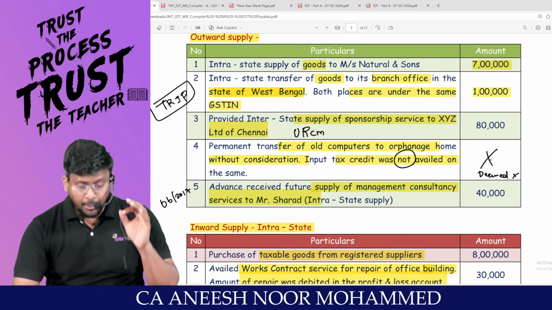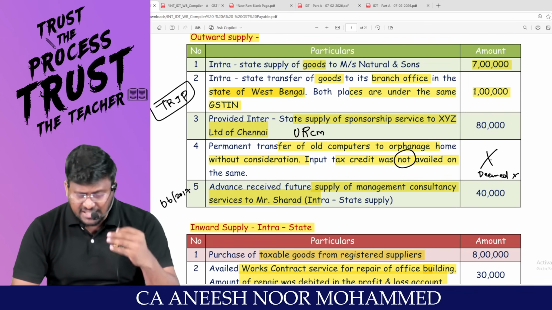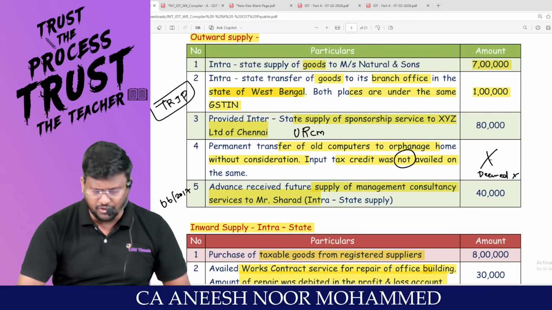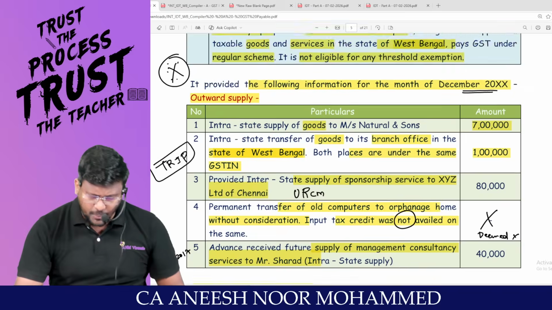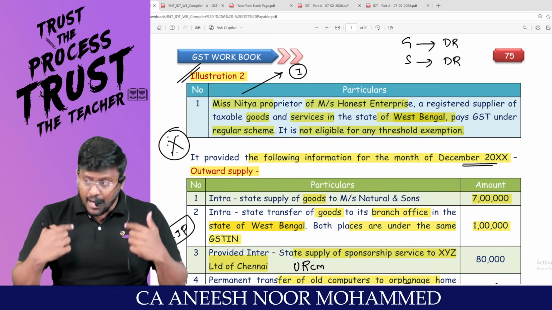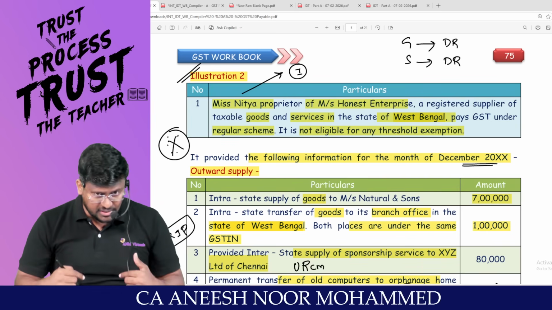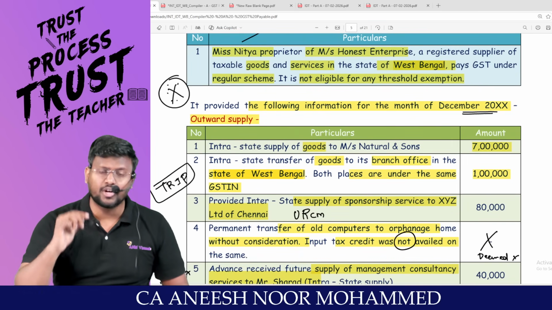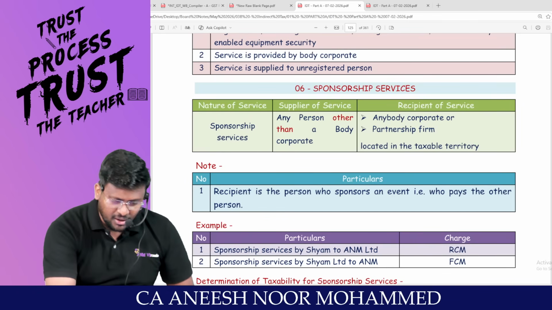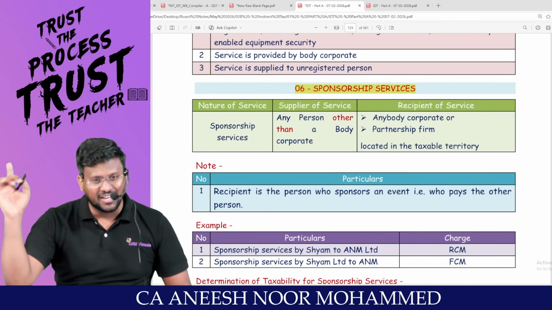Provided interstate supply of sponsorship services to XYZ Limited of Chennai. So who is the service provider? Sir, Miss Nitya is the service provider. Nitya provided sponsorship services to XYZ Limited of Chennai. What is the sponsorship services provision? Can we just go back to our material and recall?